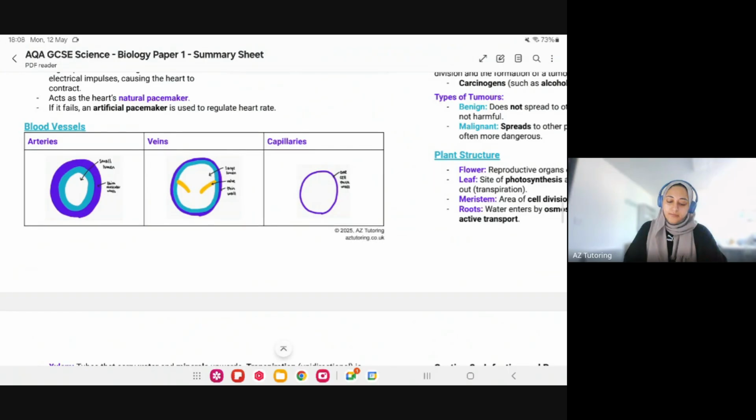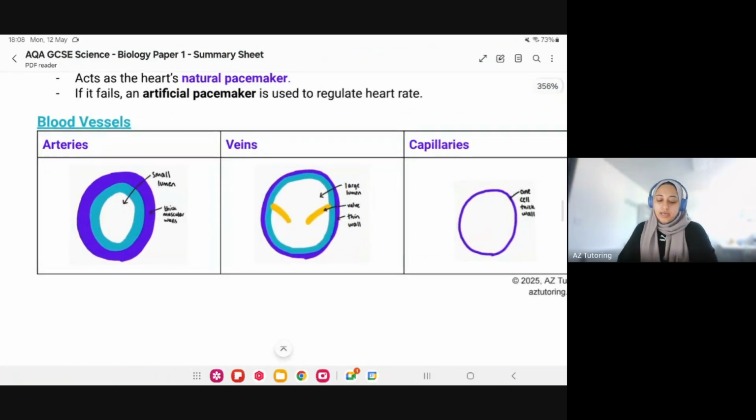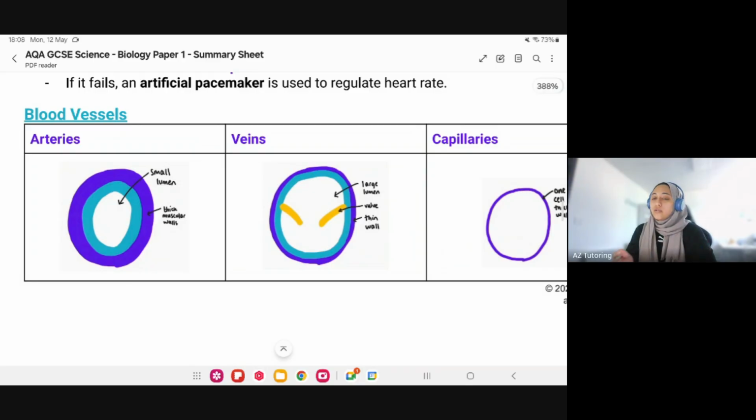So we can see here, the artery has a smaller lumen. Now, when we say lumen, that just refers to the hole in the blood vessel. So it's got a smaller lumen, and the vein's got a large lumen, so a bigger hole. The reason why is arteries are taking blood away from the heart. So since it's taking it away from the heart, they need to be at a really high pressure.